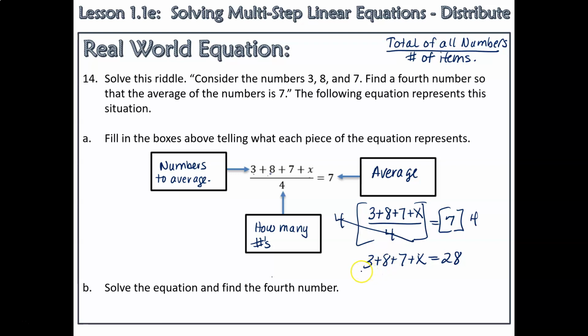Okay, so now I'm going to add my like terms. So 3 plus 8 is 11, plus 7 is 18, plus x. Now we want to move that 18 away from the x. It's a positive 18, even though there's no plus sign in front of it. So I'm going to do the opposite and subtract. And that makes x equal to 10. So the fourth number that you would need in order to have an average of 7 is 10.